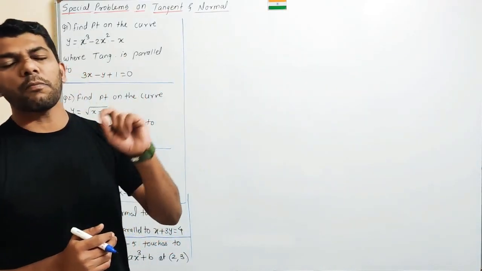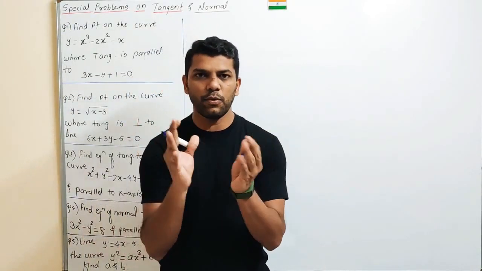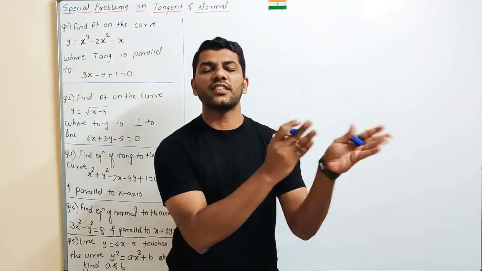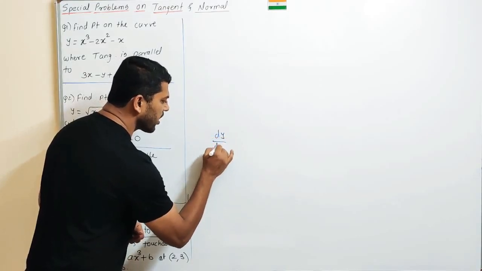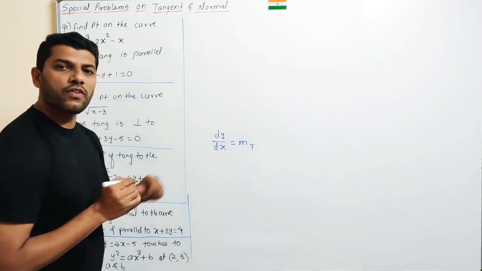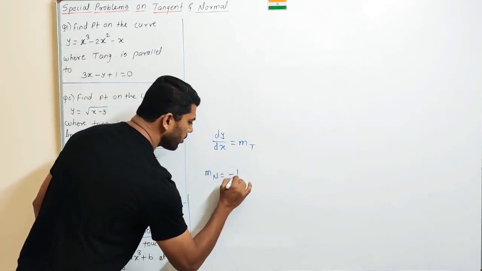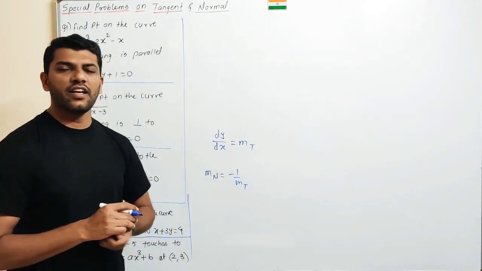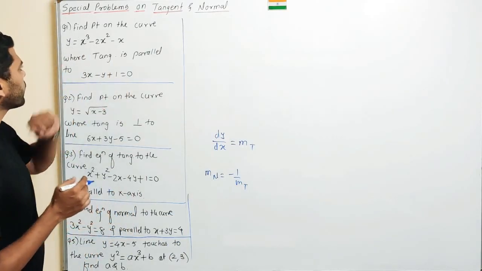If you remember, in my previous video we already covered derivative, this very important concept. Derivative of a curve, or dy by dx, is nothing but the slope of tangent. Derivative is nothing but slope of tangent, and the second thing, slope of normal is the negative reciprocal of slope of tangent. These are the few things that you have to remember to solve these questions. So let's start with this question number 1.